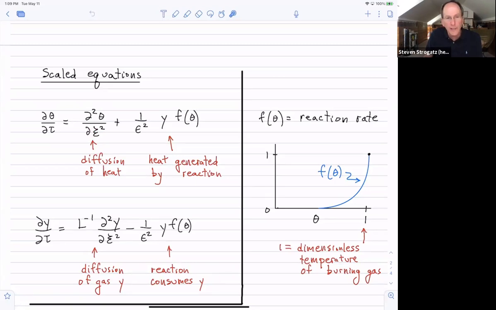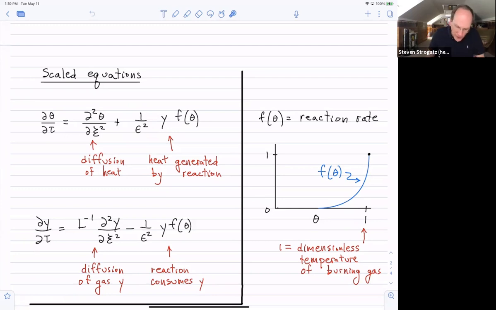Heat can be generated at this point because of the release of heat through the reaction where the fuel is catching fire. So you have a reaction in which there's a rate of reaction. That's what this F of theta is. I'll talk about that in a minute. F of theta times the gas concentration Y at that point. And then this dimensionless quantity that is very large, 1/ε².